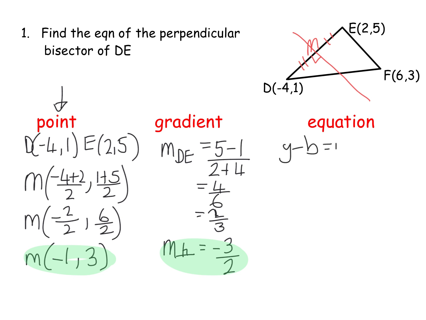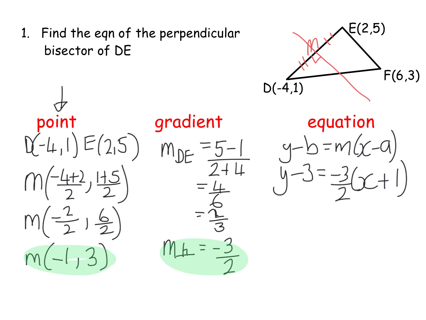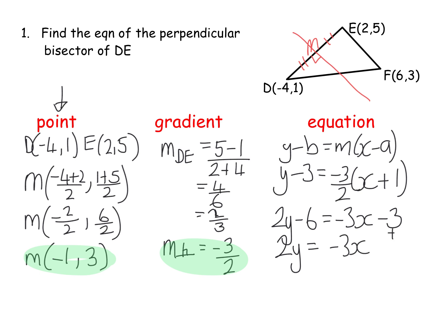So y minus b equals m bracket x minus a. So we have y minus 3 equals negative 3 over 2 bracket x minus 1, so that becomes a big plus 1. Cross multiply, so times the left hand side by 2, so we have 2y minus 6 and minus 3x minus 3. Let's move some stuff over, so that minus 6 will become a plus 6, so add it to the minus 3 gives you a plus 3.